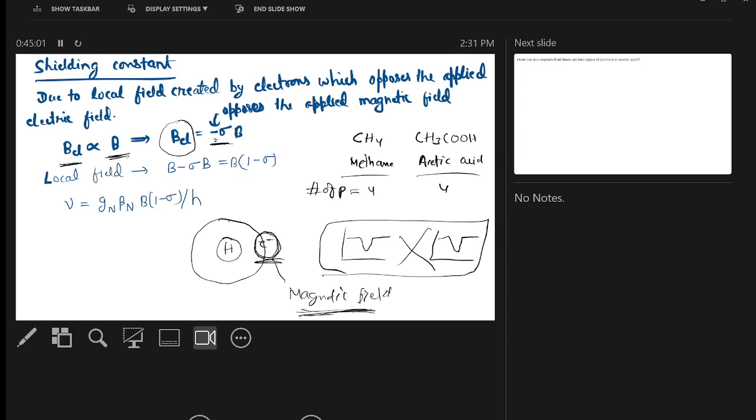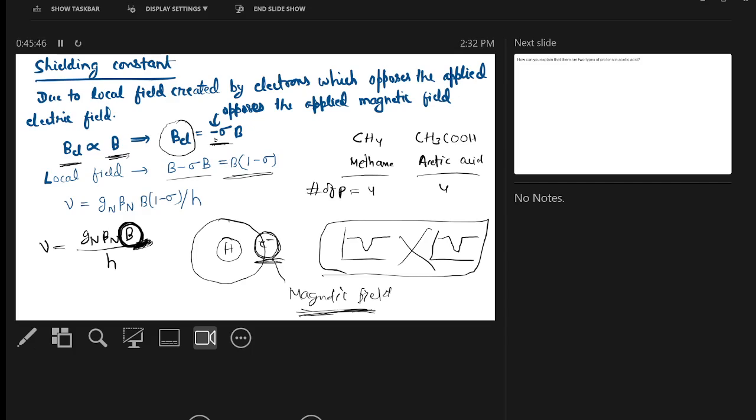So the local magnetic field will be B minus sigma B. So we can write this one. So nu, we know that initially it was given by G_N beta_N and here B. So this B for all the protons or atoms for which we are performing the NMR will not be the same. Why? Because of this local magnetic field generated by the electron. So this B is making things interesting. This B for different protons will be different, meaning for different protons we will have to apply different magnetic fields.